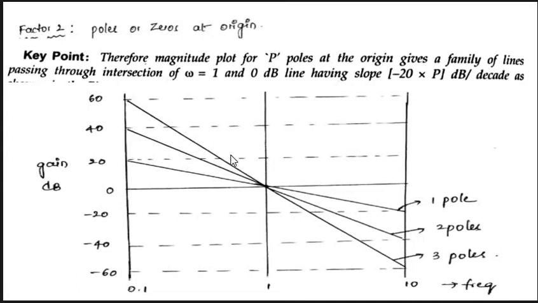So this is the magnitude plot for simple poles at the origin. If one pole is there, it decreases by minus 20 dB per decade. If two poles are there, minus 40 dB per decade. If 3 poles are there, minus 60 dB per decade, and all the lines intersect the 0 dB line at omega equal to 1. That is the rule for simple poles. So this is the magnitude plot for simple poles, and the phase plot for simple poles we can do next.